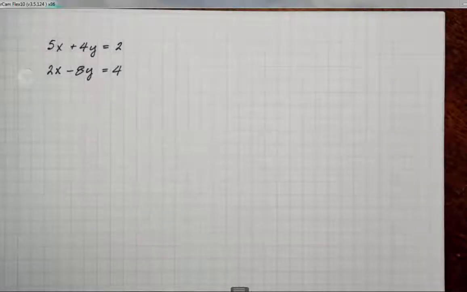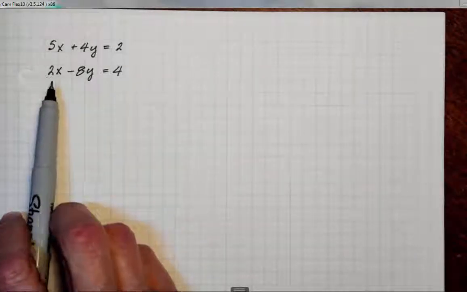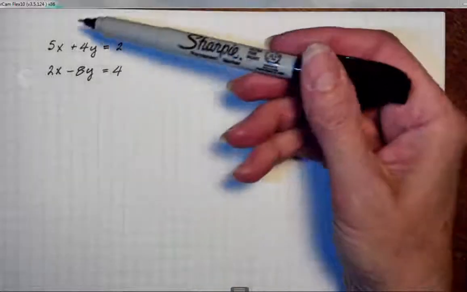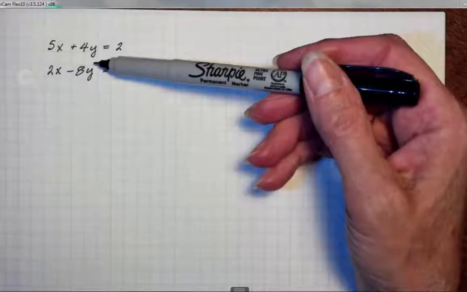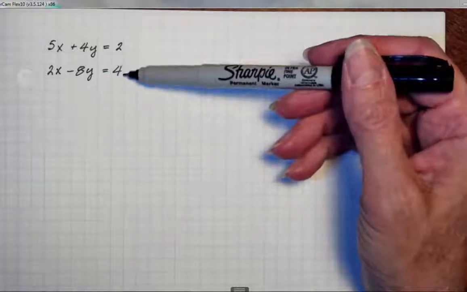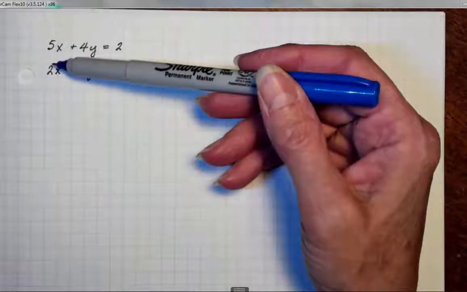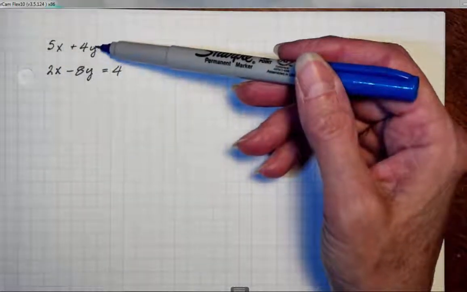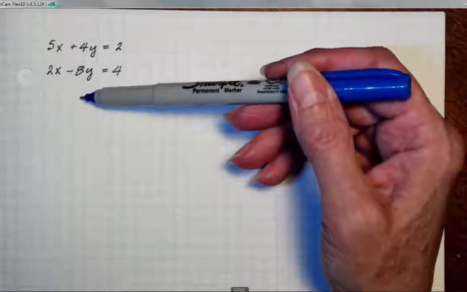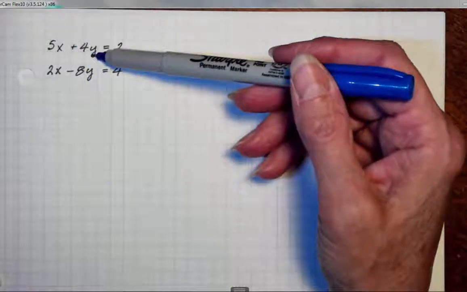We're going to solve a system of equations by using the elimination, or sometimes it's called the addition method. In the elimination or the addition method, our goal is to get rid of either our x's or our y's when we add the two equations together. So you can see right now, if we added them together, we would end up with 5x plus 2x, which is 7x. If we added our y's, we'd have a positive 4y and a negative 8y, and that would give me a negative 4y. So I would still have an x variable and I'd still have a y variable.